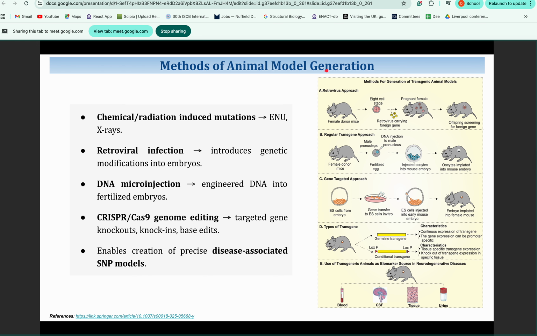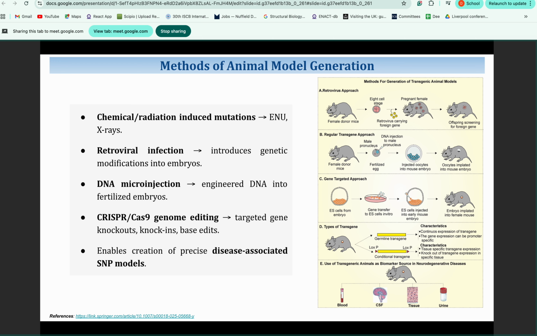Now methods of animal model generation. There are different methods, such as chemical and radiation induced mutations. Whenever we are studying these model organisms, our aim is either to see the effect of mutations or the knockout effect. All those studies come under disease models. That's why we use animal models. Artificially we can induce mutations using chemicals or radiations such as X-rays.